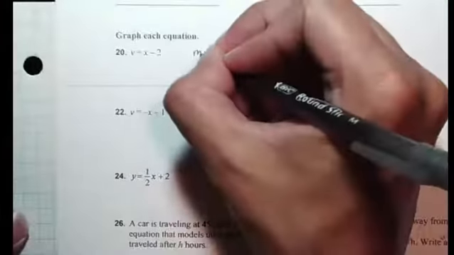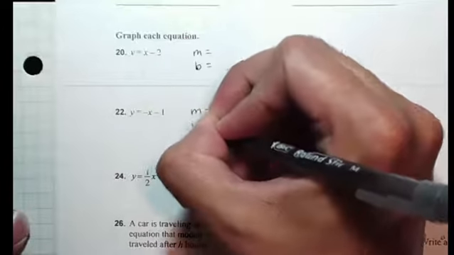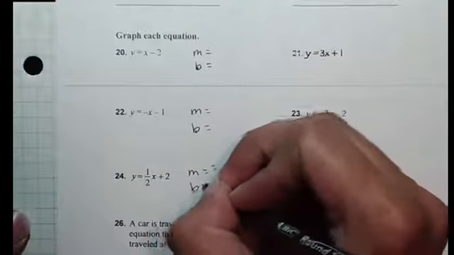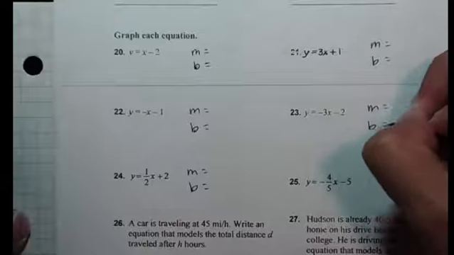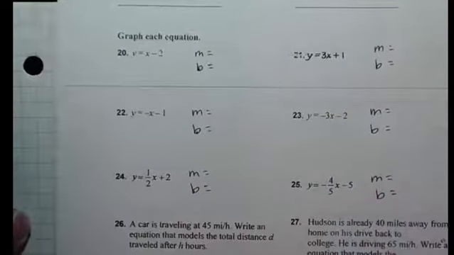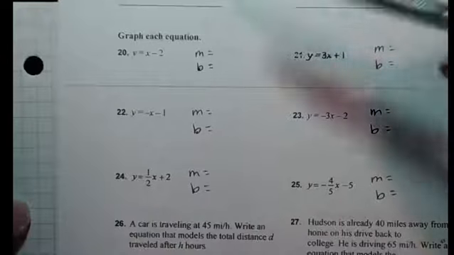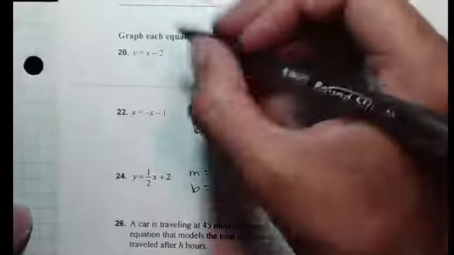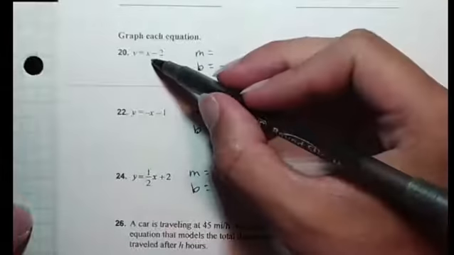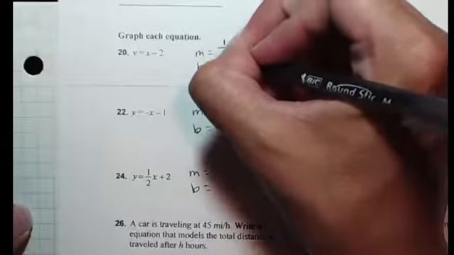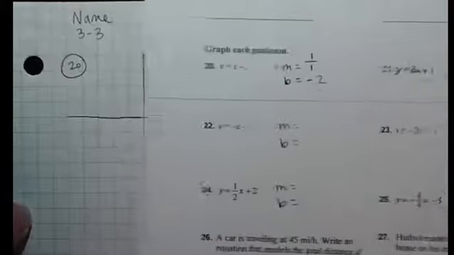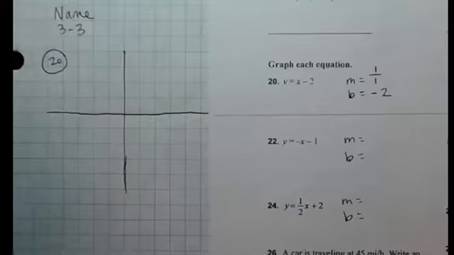One thing that I would do, and I want everyone to do this, is put m equals, b equals, because to graph these, it's very important that we identify what the slope and what the y-intercept is. So I want everyone to take a second and just put m equals, b equals for each one. So now if I look at this, the y-intercept for number 20 is -2. What's the slope? What's the number that's sitting in front of that x? It's 1, so I'm going to make that a fraction, 1 over 1. So now that I identified my slope and y-intercept, let's graph it.